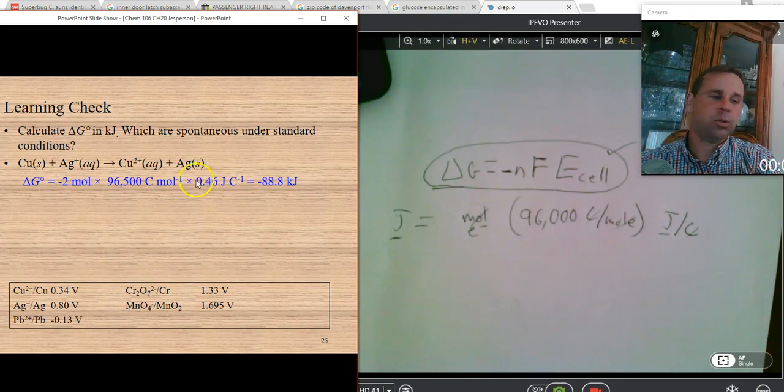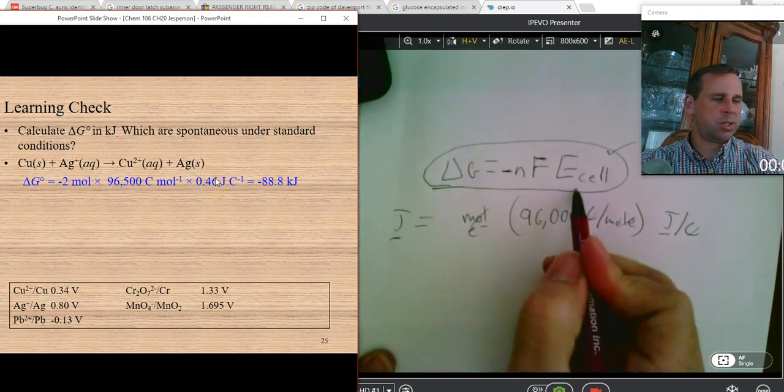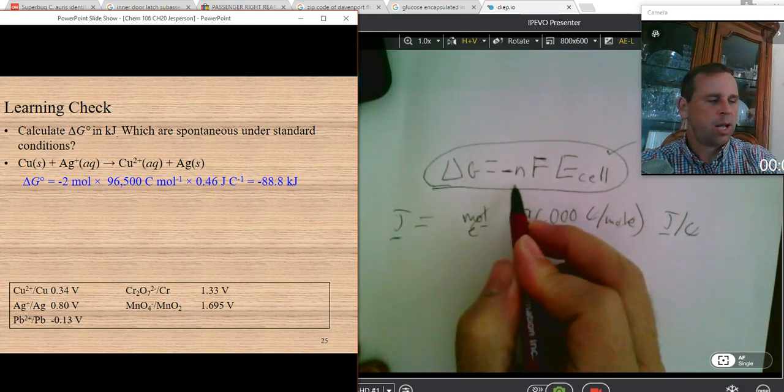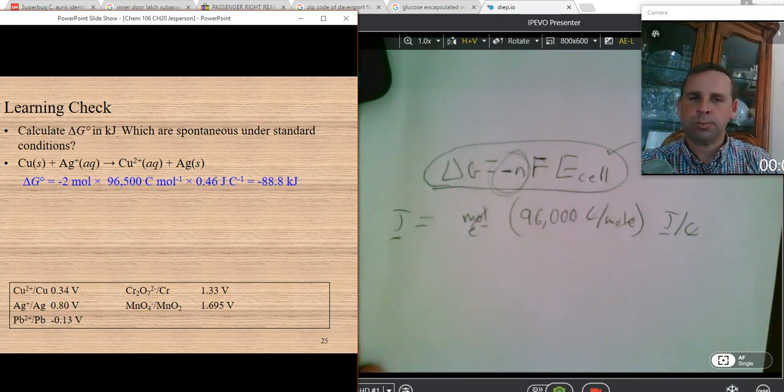Again, it's joules per coulomb. That's the units for volts. All right? So the E cell times Faraday's constant, 96,500. Now, where did we get the 2? We need to get this 2, right? Here it is right here. We need to get this by looking at the chemical reaction and seeing how many electrons are transferred.